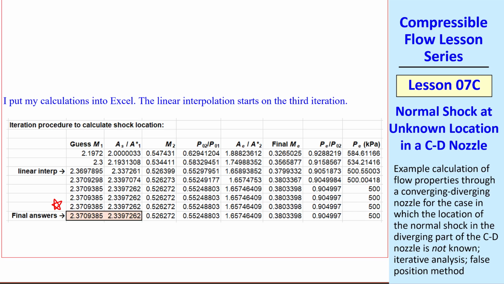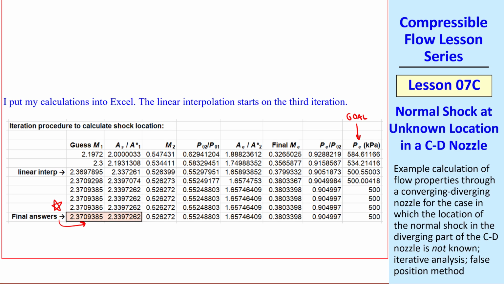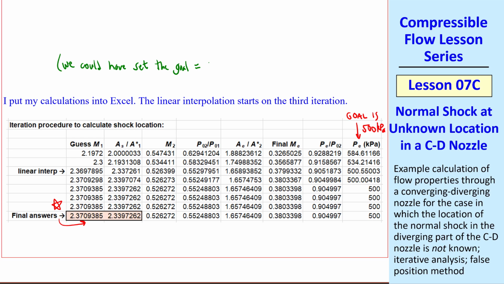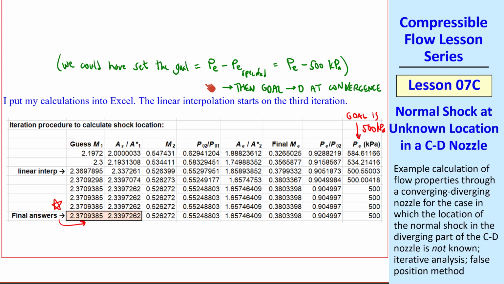So these are our final answers. As a final comment here, in this particular case, I set the goal as 500 kPa. We could have set the goal to PE minus PE specified, or PE calculated minus 500 kPa. Then the goal approaches zero at convergence. This method would satisfy the mathematicians among us, but as engineers, it's a little easier just to look at the final pressure and see if it matches the specified pressure. In other words, it's okay to use a non-zero goal, but I usually set my goal equal to 0.